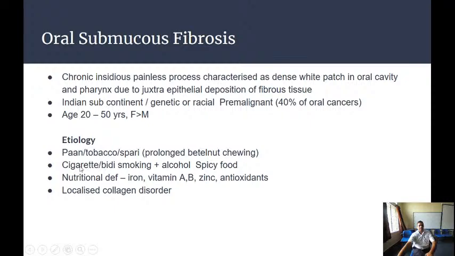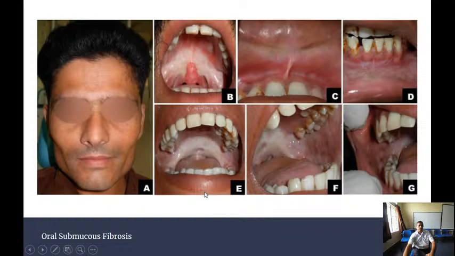And the second etiological factors are cigarette and bidi smoking, alcohol and spicy food. Nutritional factors are sometimes also incriminated. It is a localized collagen disorder, wherein there is fibroblast proliferation and fibrous tissue deposition. And these are the pictures wherein there is whitish transformation of the palatal, or sometimes the cheek region, submucosally.